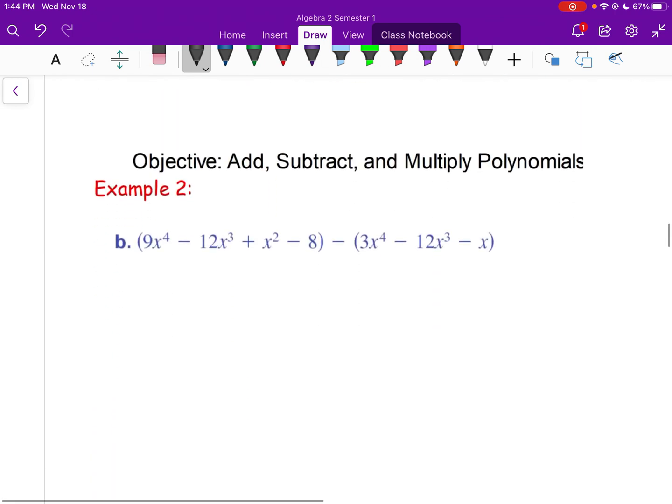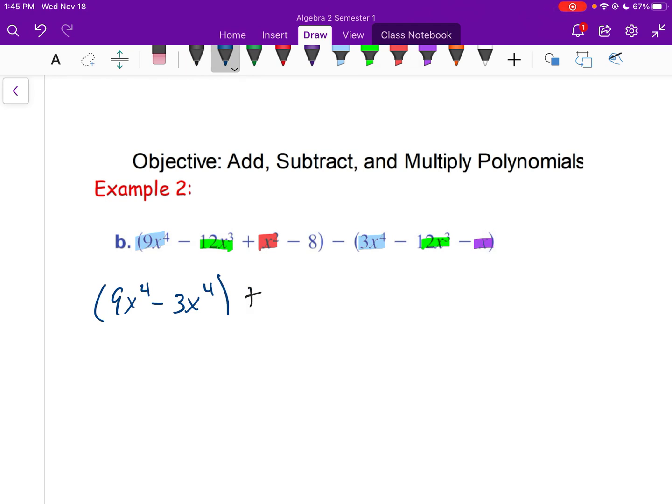All right, so let's do a subtracting one. We have our fourth degree terms, third degree, squared terms, linear, and then finally that constant term. So we have 9x to the fourth minus 3x to the fourth. Let's break this down and split it up into each term. For our cubed terms, we have negative 12x cubed minus negative 12x cubed. For squared terms, we just have plus x squared, so nothing to combine with there.